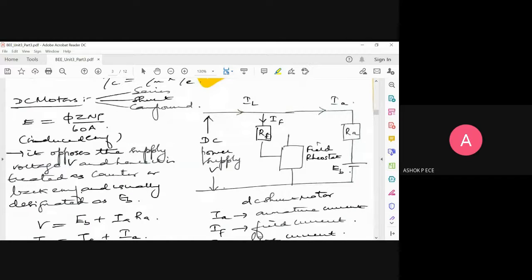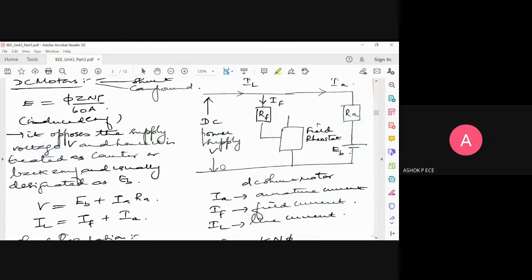Now we are going to slowly move into DC motors. So generators are over. Now we slowly go into DC motors, and three types of DC motors are there: series, shunt, and compound. Series means this field winding will be in series with your armature. Shunt means the field winding will be parallel to your armature. Compound means it will have two field windings. One will be series, one will be parallel.